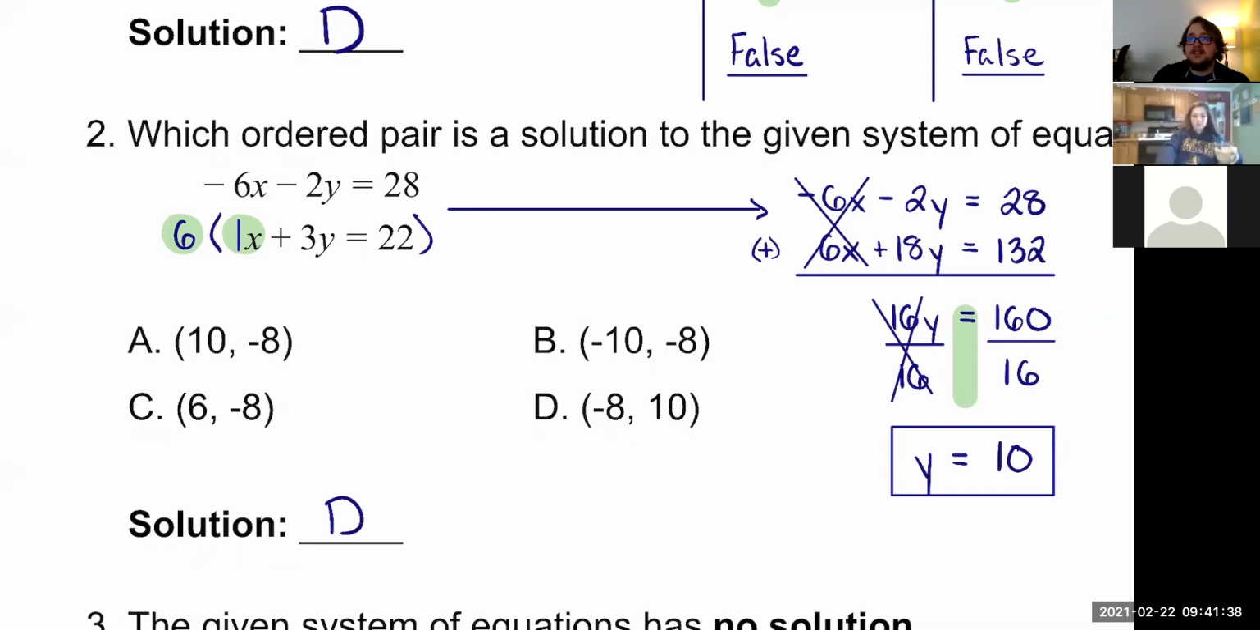By taking the y and plugging it in for the y in the negative 6x minus 2y equals 28. But instead of having the 2y, you would put the 10. Okay.